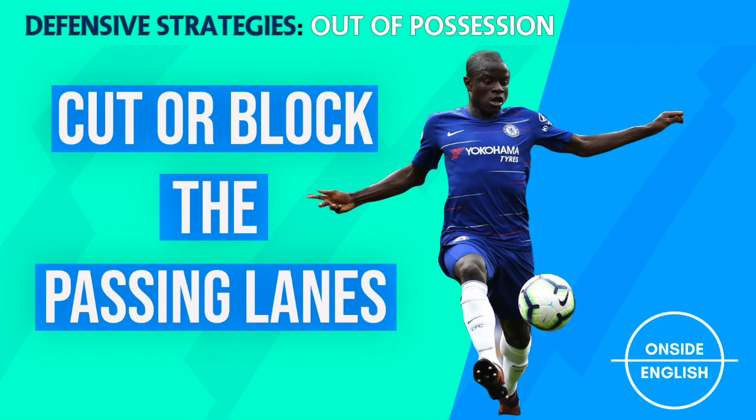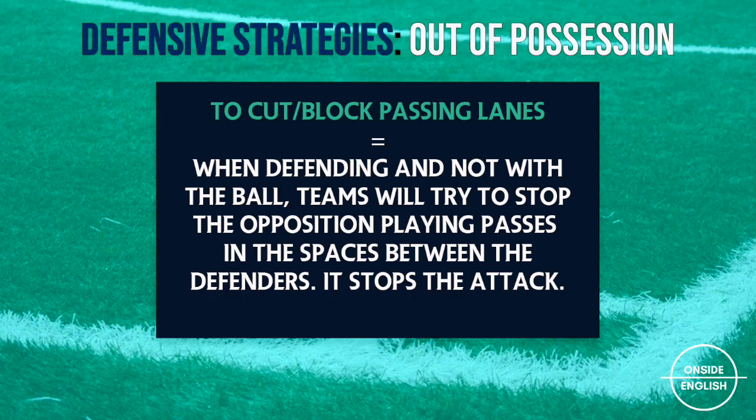Let's have a look at a defensive strategy when out of possession. This strategy is to cut or block the passing lanes. So when defending and not with the ball, teams will try to stop the opposition playing passes into the spaces between defenders. It basically stops the attack. So to cut or block the passing lanes.